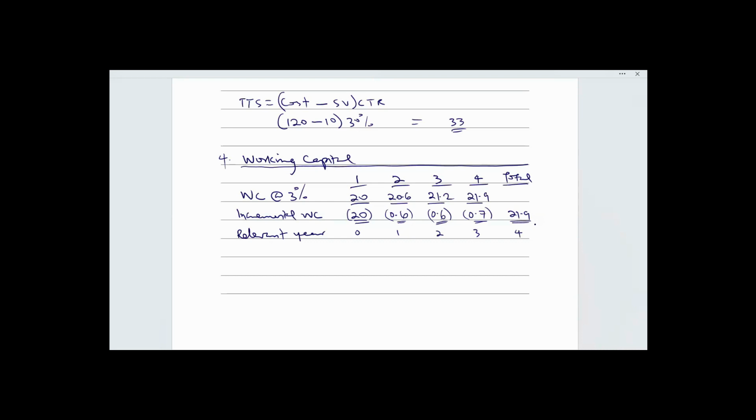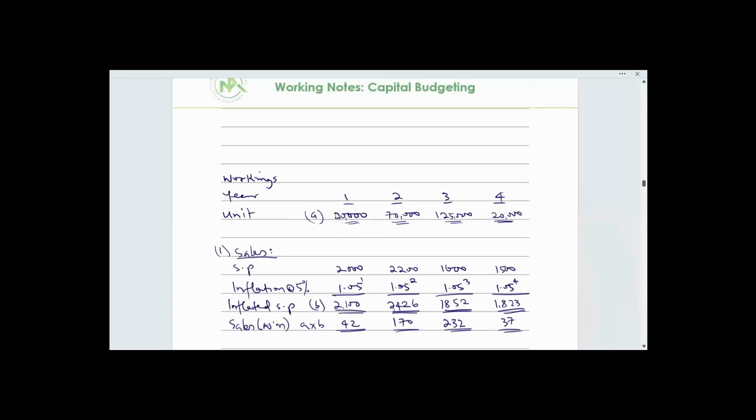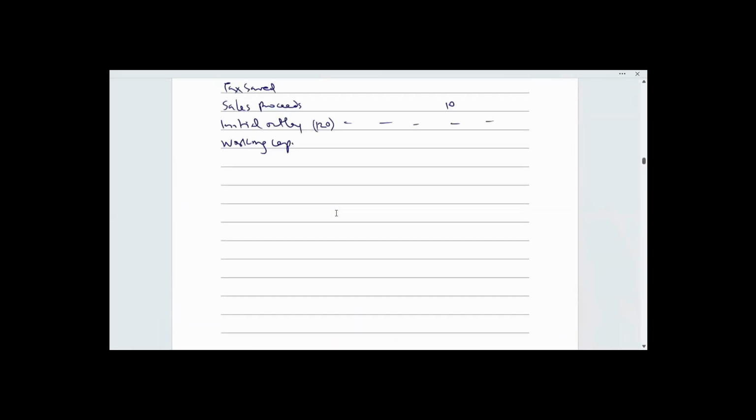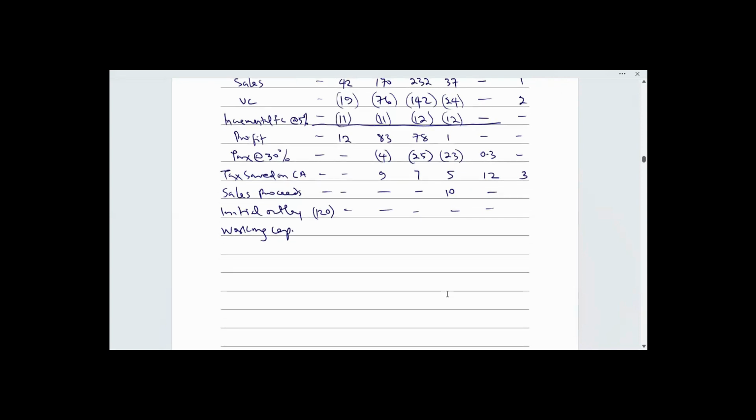So I would then need to go and post what we have done here. I would go up there. Year 1 is 20. Year 1, we are treating it as cash outflow in year 0. Therefore, here is 20, 0.6, 0.6, 0.7. Then year 4 is 21.9 dash. This is working number 4.